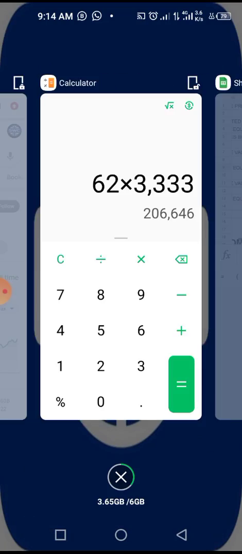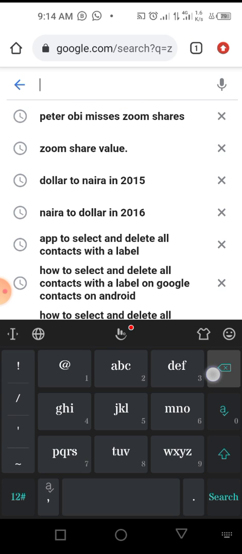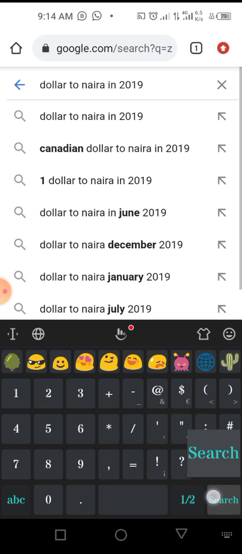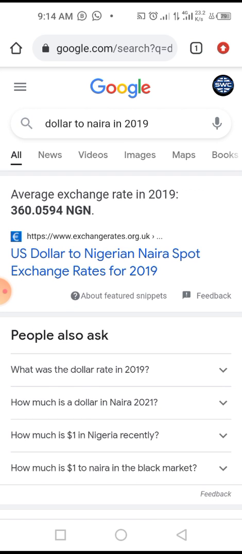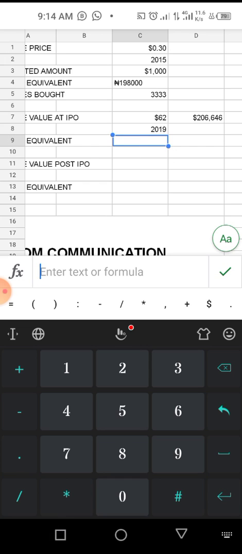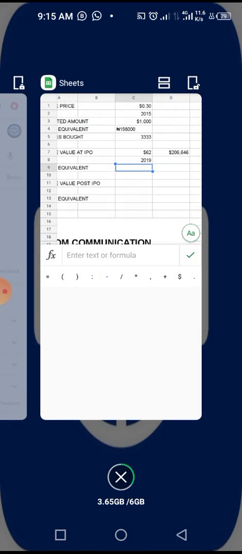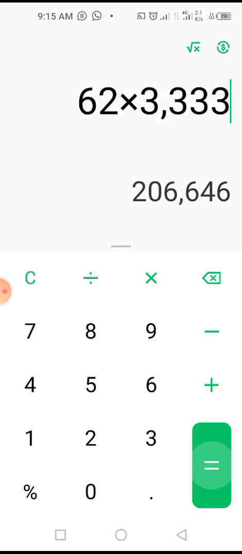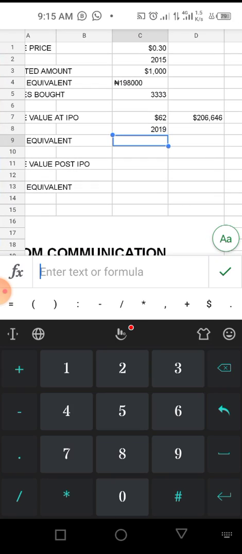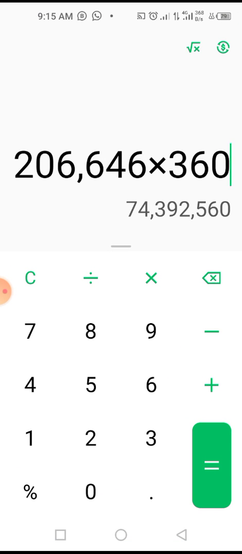Now the date was 2019. Let us see how much a dollar to naira was at 2019. Average rate was 360 naira per dollar. So you invested $1,000, got 3,333 shares, which is now worth at IPO $206,646. Now converting that back to naira at the current rate in 2019 of 360 naira per dollar, you have 74 million.